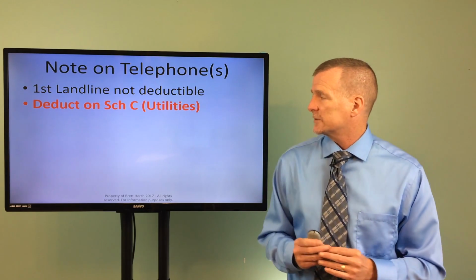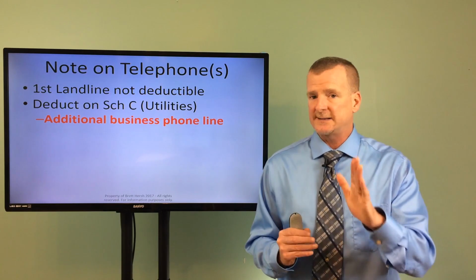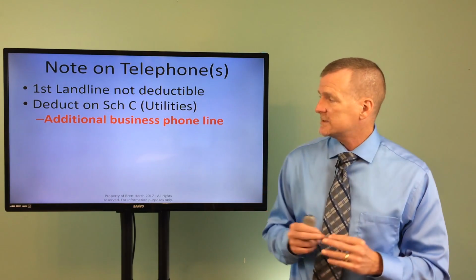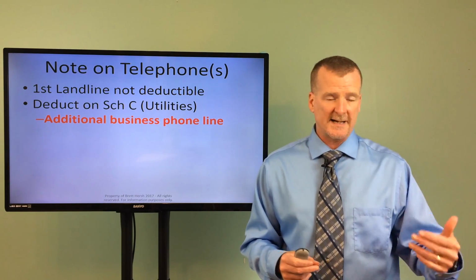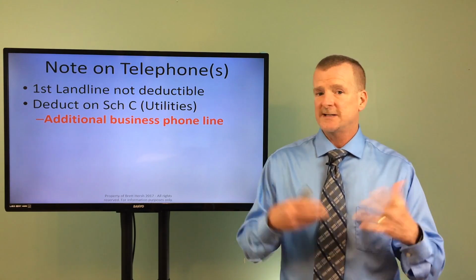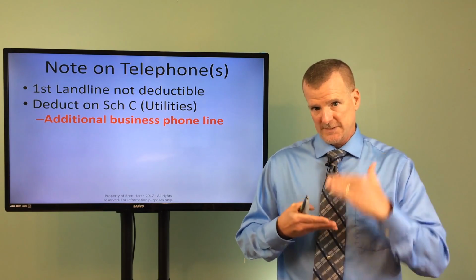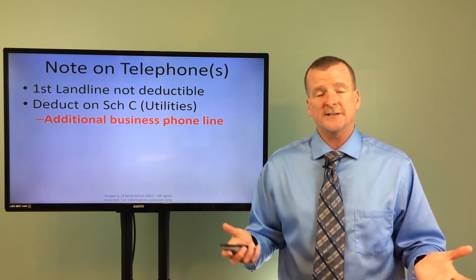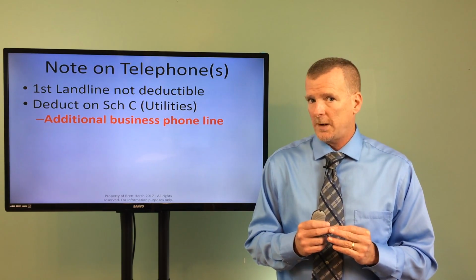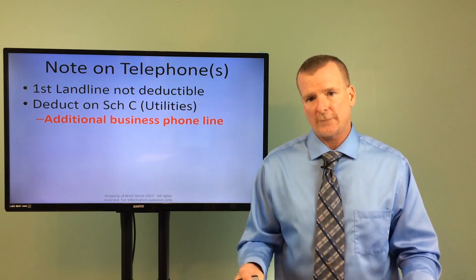Now, what you may be able to deduct on Schedule C as either utilities or another expense on Schedule C, not the 8829, is an additional business phone line coming to your house. So the first line coming in is for your security system. The second line is what you put in the Yellow Pages, what you use for your business. It's also on your business cards. That would be a deduction. However, it is really not part of your home office. You would be able to deduct that extra phone line even if you didn't have a home office.